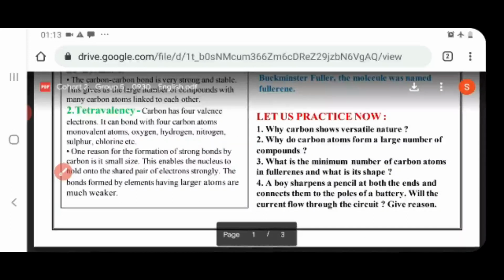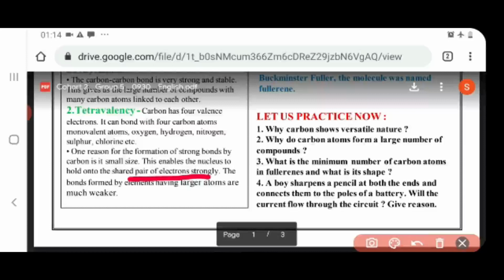Now, there's one more reason for the formation of strong bonds by carbon, that is its small size. Because of the small size of carbon atom, it enables the nucleus to hold on to the shared pair of electrons. The bond which is formed is due to the shared pair of electrons. The bonds formed by elements having larger atoms are much weaker. So that means the bond formed by carbon, which is a smaller atom, is stronger.